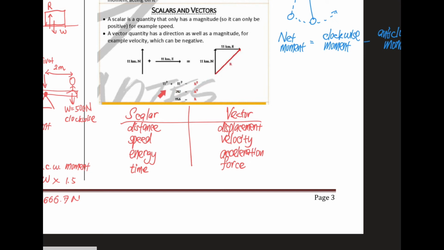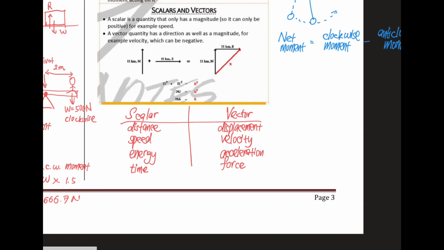If you want to find the displacement, you use Pythagoras theorem. 11 squared plus 11 squared equals r squared. Then just add it up. 121 plus 121 becomes 242. Then you square root, then you get 15 point something.